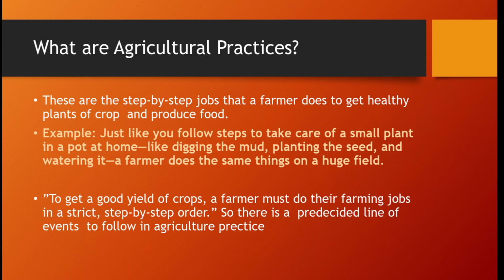Now, what are agriculture processes? All the activities which we do in a field, from the starting of leveling the field up till harvesting, are called agriculture processes. These are the step by step jobs that farmers do to actually gain a good harvest from their field, called agriculture processes.